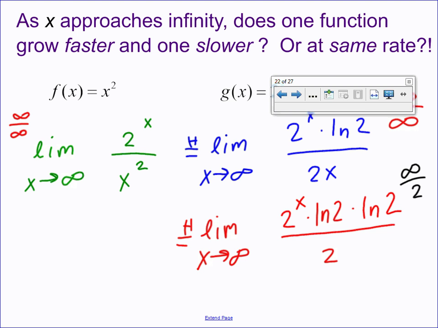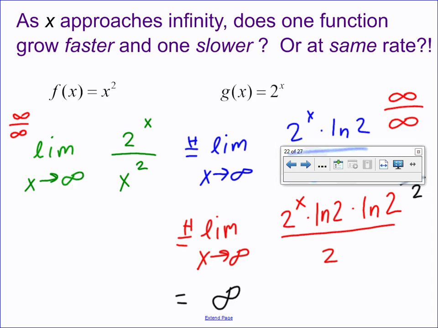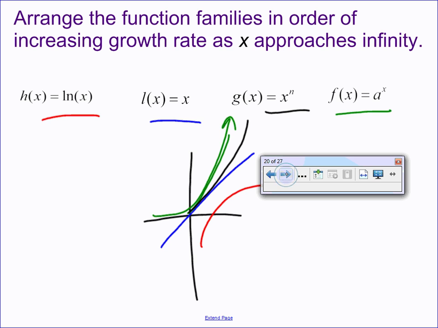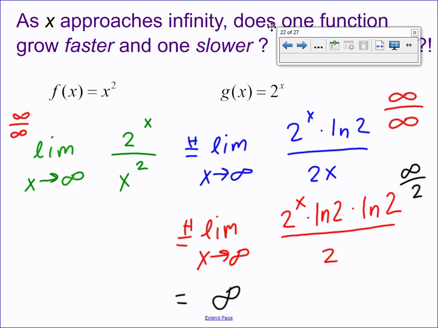This is infinite. And so I see that if the limit of the quotient of my functions goes to infinity, then the numerator function, in this case we use g, grows faster, and we saw that with our test. So we had this situation. As x went to infinity, we generated an infinite limit. That means the numerator function grew faster. The name of the function, g, here doesn't matter. The numerator function grew more quickly, therefore g grows more quickly as x gets infinitely large. Well, we knew that, right? Don't we know that an exponential function goes faster than a power?